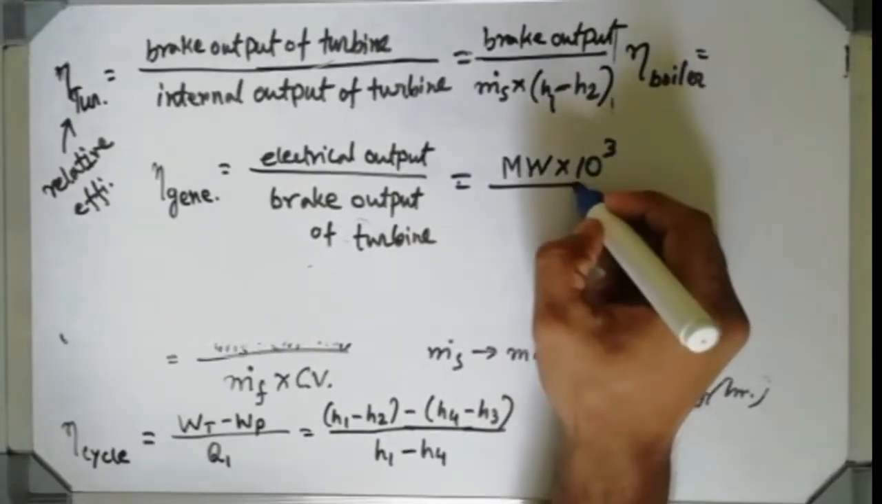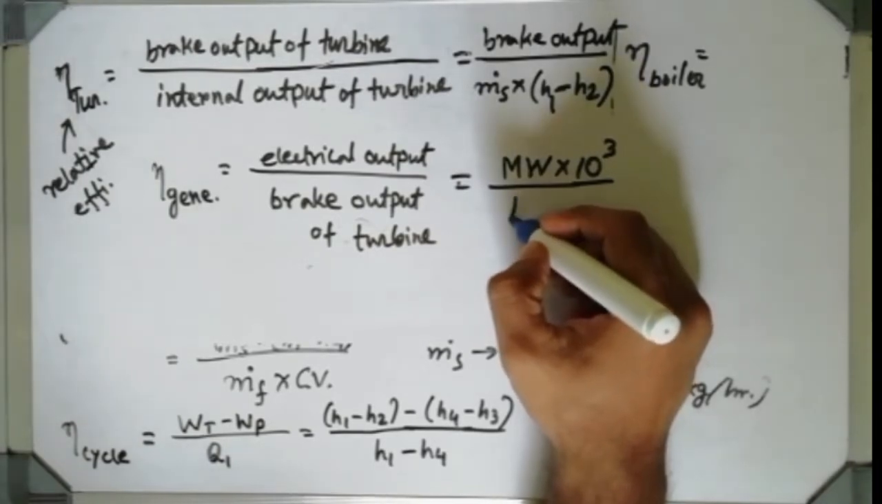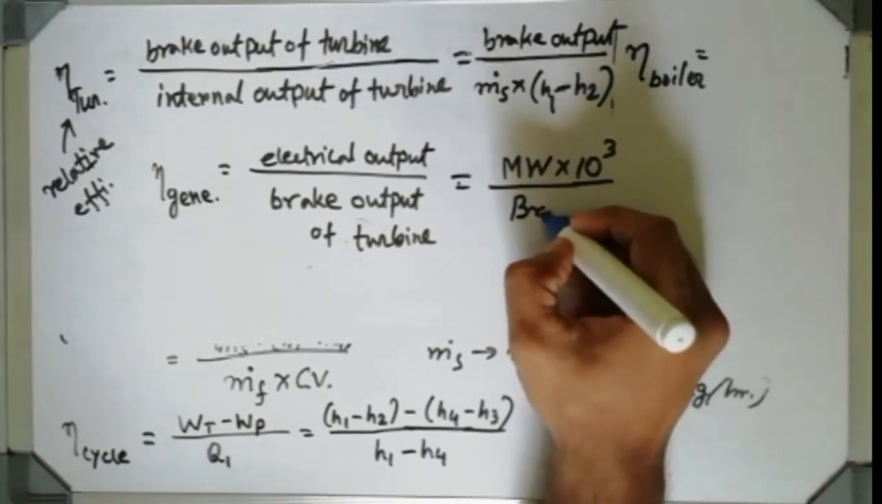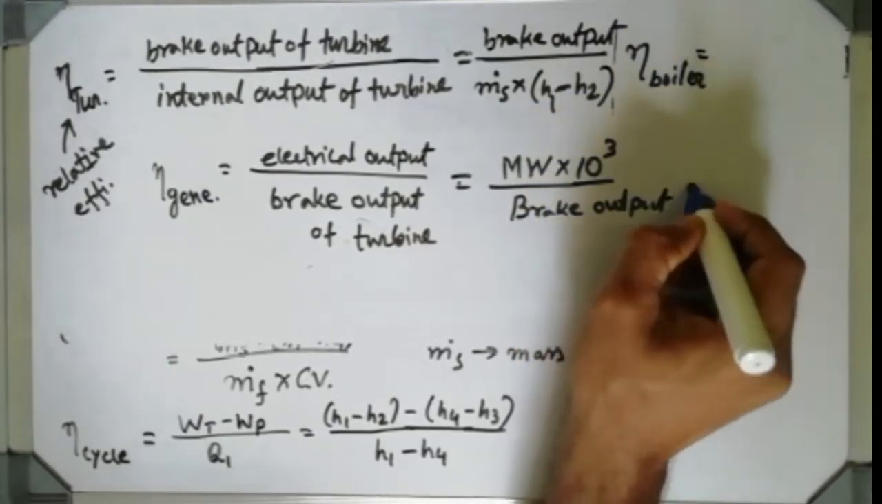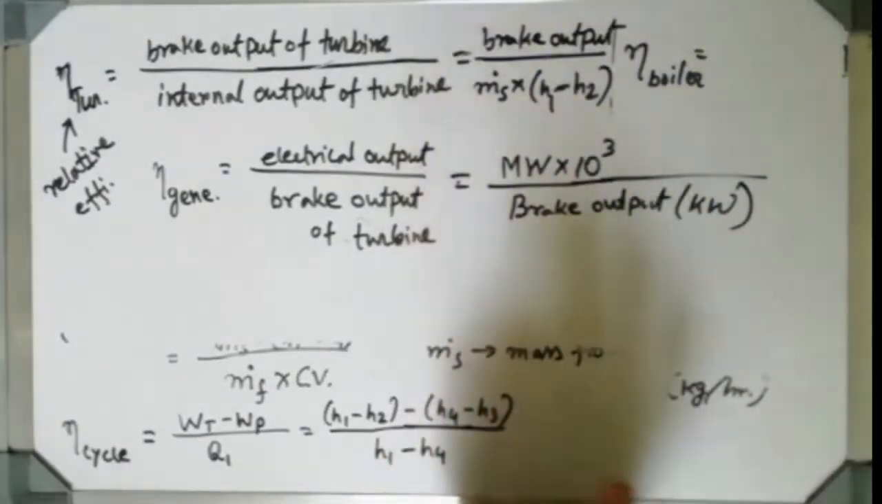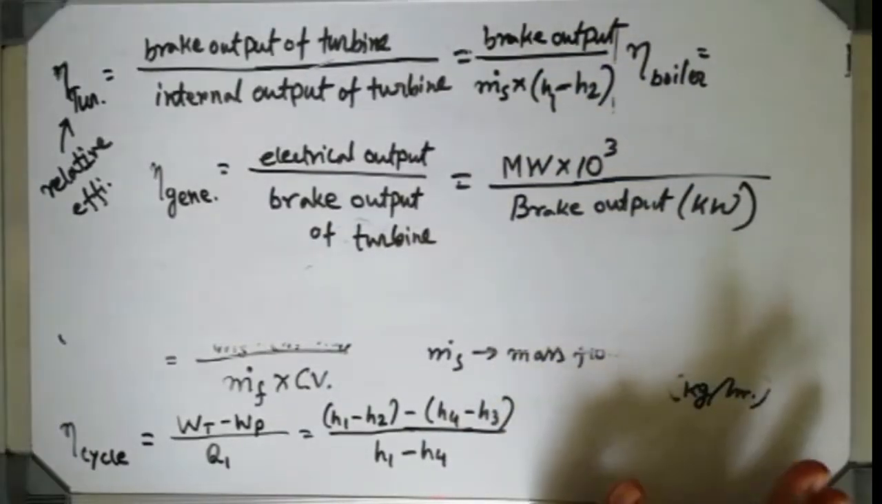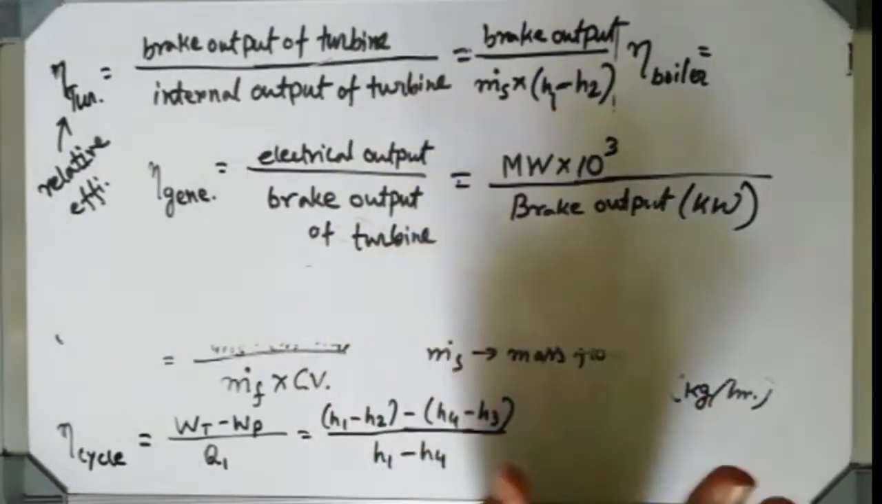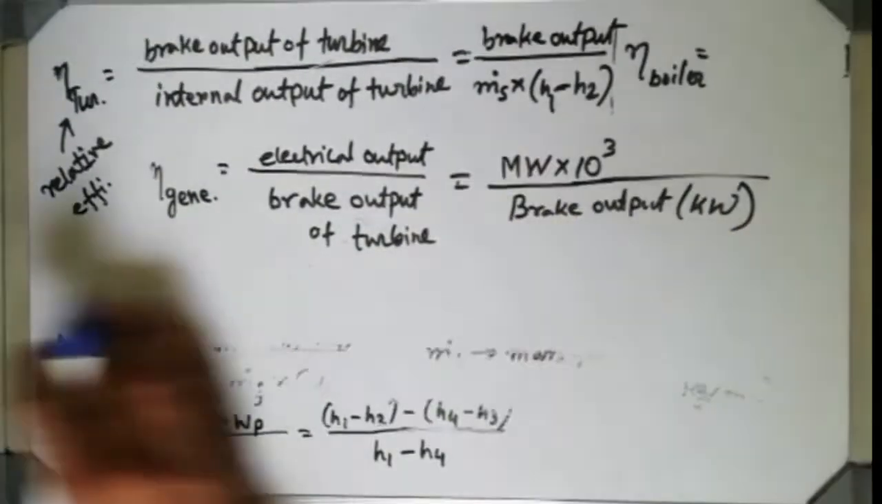So megawatt, times 10 to the power 3, will be converted into kilowatt, and the brake output will be given in kilowatt also. That brake output of the turbine will always be given in kilowatt. If it is not given, then you have to convert it. Otherwise you can put them both in megawatt. Most of the time the brake output of the turbine will be given in kilowatt unit. Up to this, any problem?